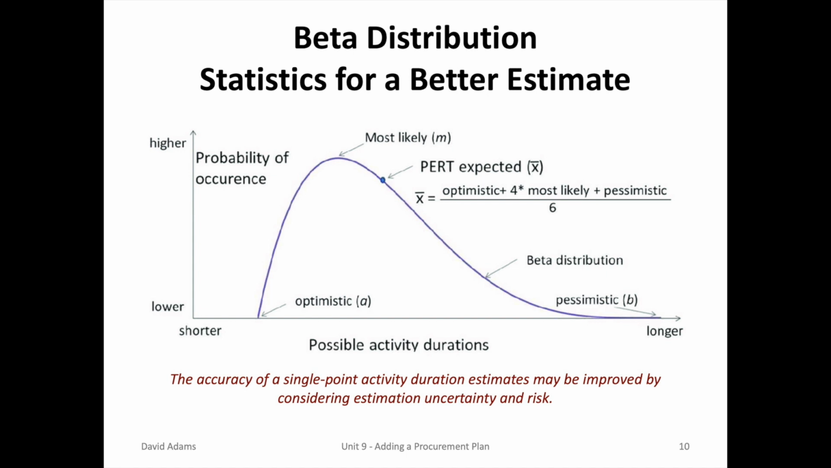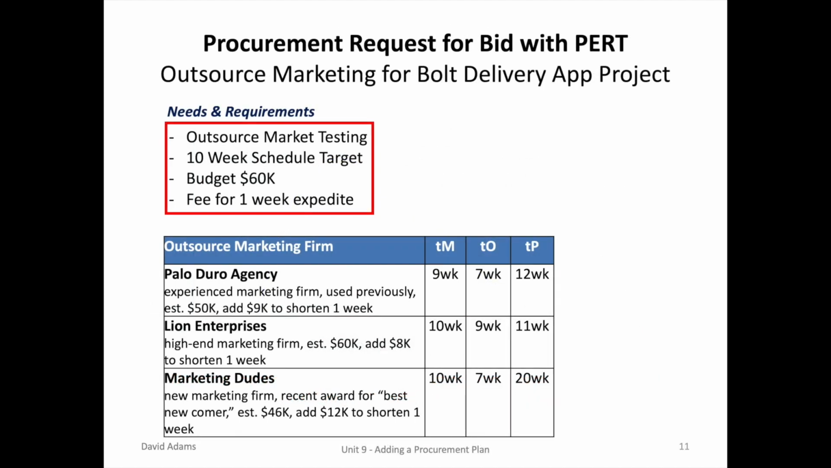And for those of you who are interested in more of the statistics for a better estimate through beta distribution, you can see this slide shows a probability of occurrence curve, which helps you calculate the beta distribution. So let's get back to our case study.